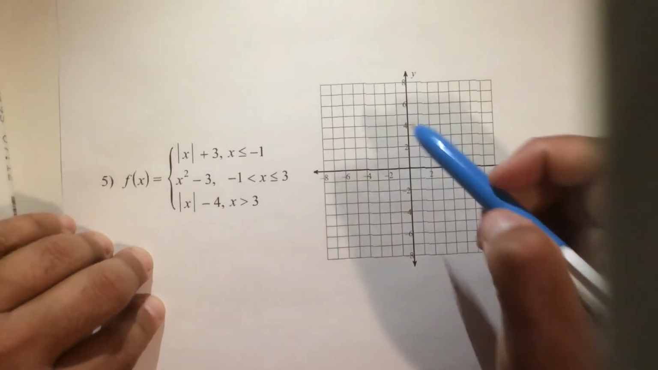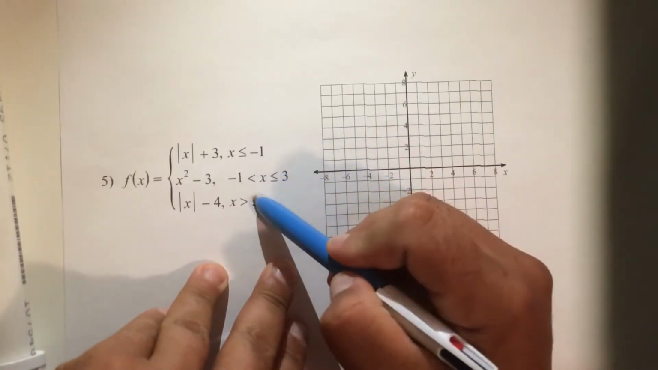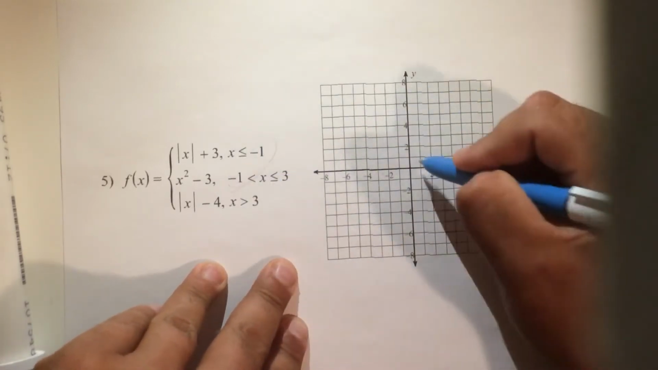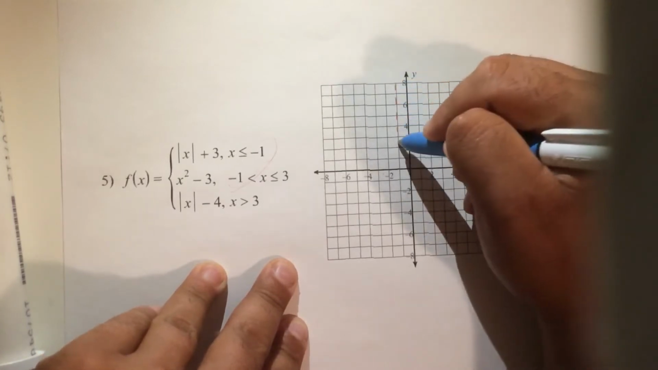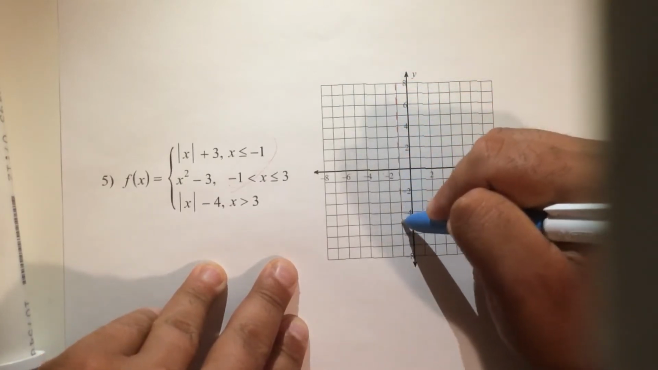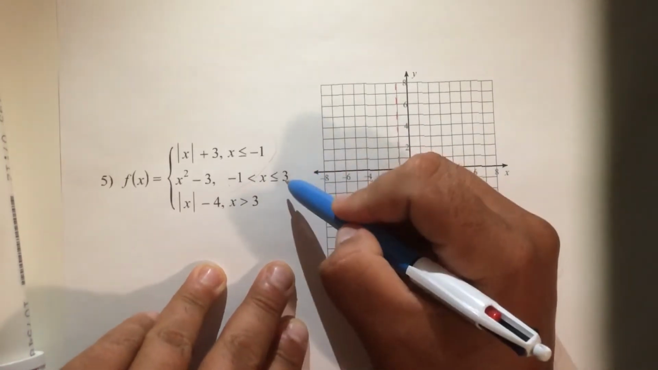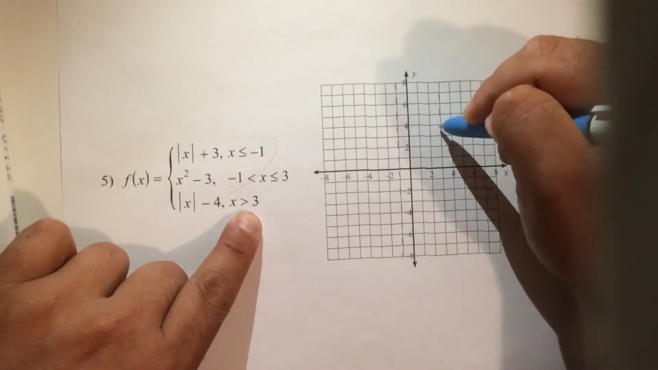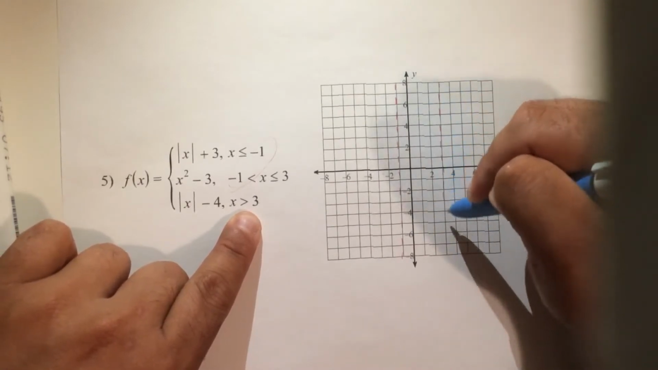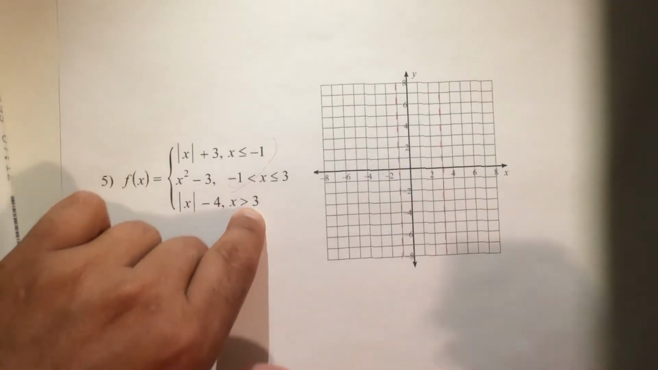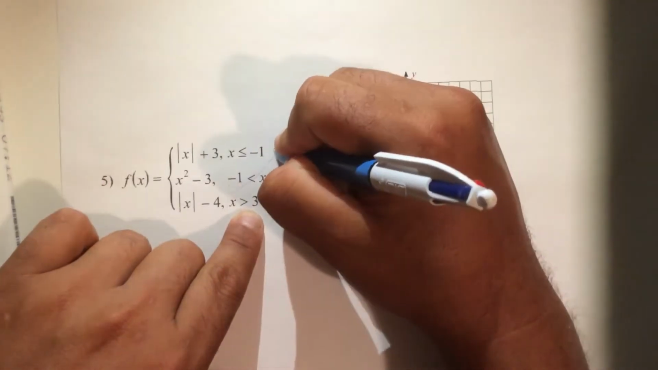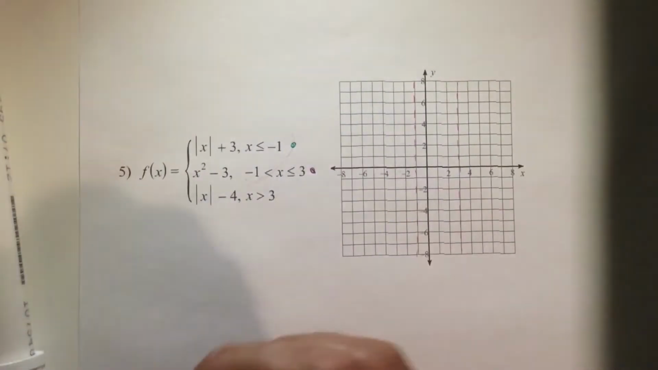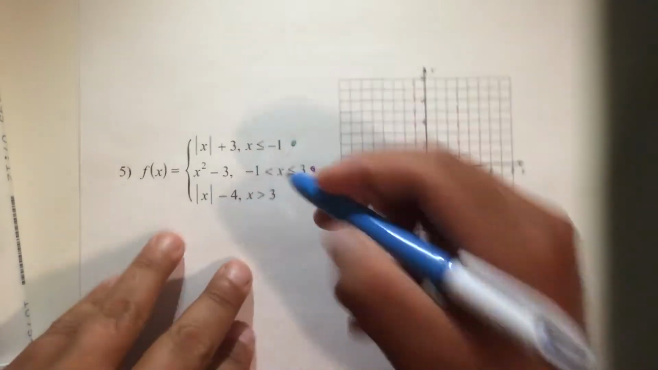But the first thing we're going to do is go to the domains, which have different restrictions. If we notice here, these are both at -1. So we'll go to -1 and put our first restriction. Then the next ones are at +3, so we'll go to +3 and put our restrictions, asymptotes. Then I'm going to make the first one green, the second one purple, and the last one blue.